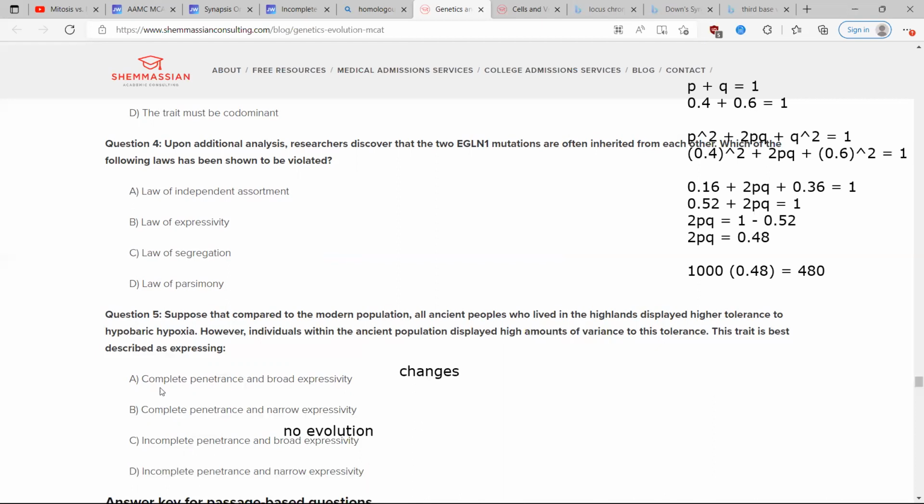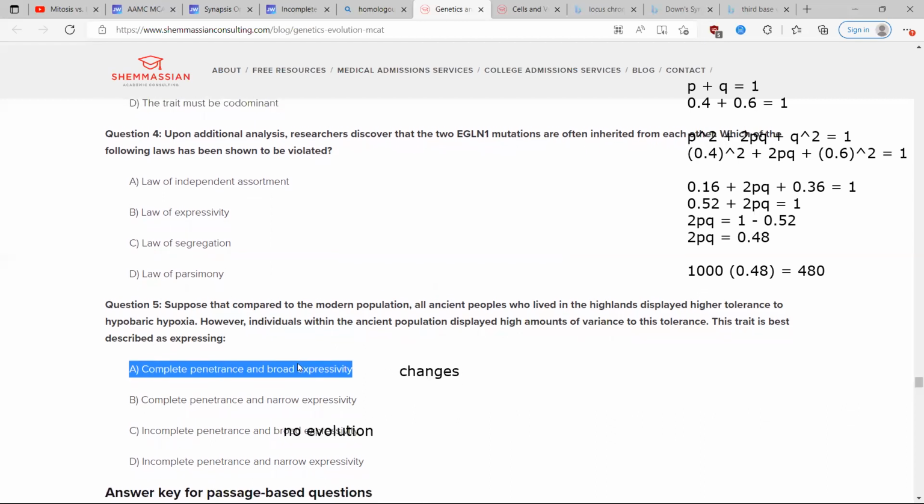So it's only about now between complete and incomplete penetrance. Now, what word in this question is going to help us choose between complete and incomplete? Very good. All ancient peoples. It didn't say some, it didn't say most, it said all. This is an all or nothing thing when it comes to penetrance. It's either all or nothing. So it should be A, complete penetrance and broad expressivity.